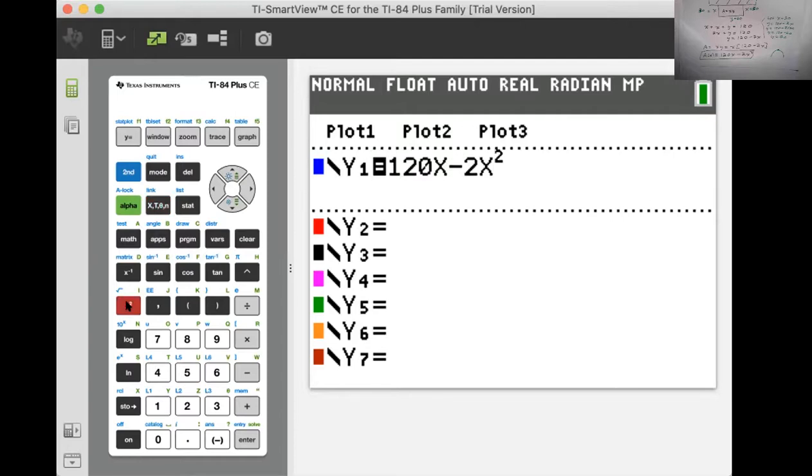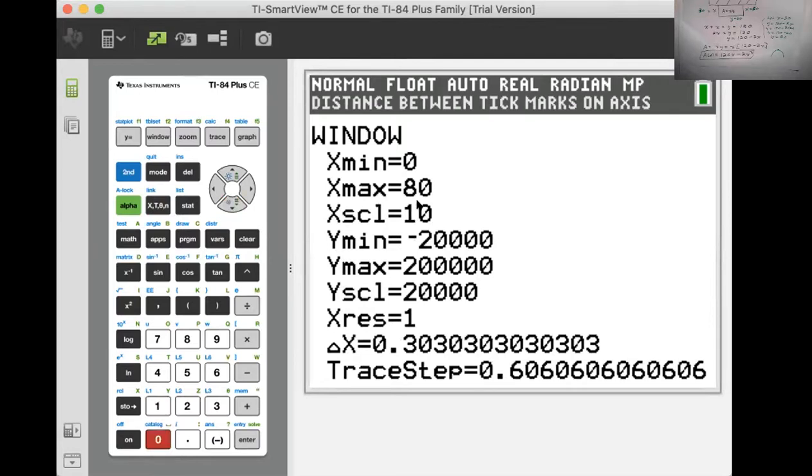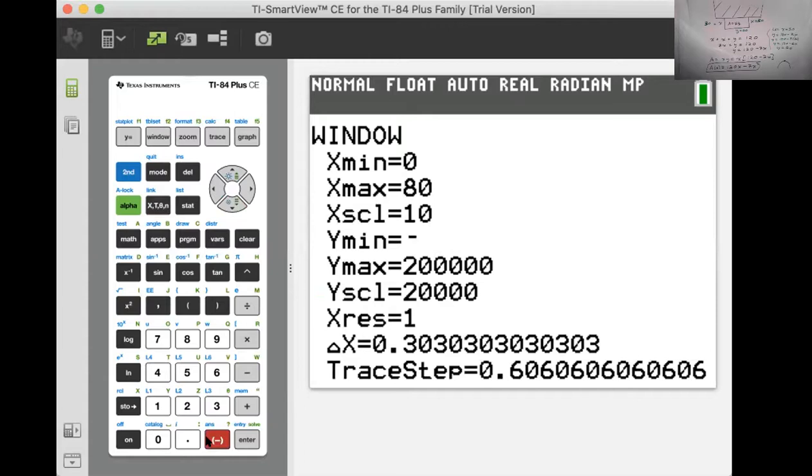And I need a decent window. We thought the maximum was at 30. So my window has to at least get to 30. So 0 to 1,000 is too much. But maybe 0 to 80 would be okay. Scale it by 10 sounds good. What did we say the maximum area was? It was 1800. So my y max has got to at least go to 1800. So let's put in a few negatives. Maybe the minus sign is here, don't forget. Minus 200, maybe to 2000. And then put that in at 100 would be fine. And that should be pretty good.